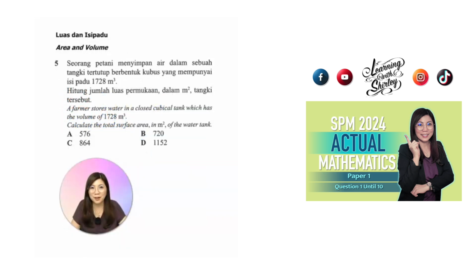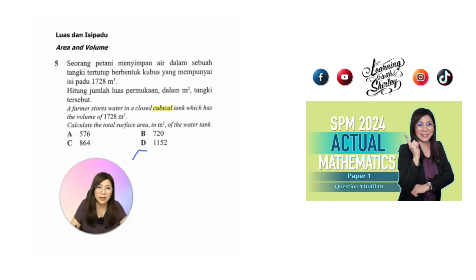Let's look at question number 5. So this is on area and volume. For area and volume, students need to memorize the formulas for area and volume of 2D and 3D solid geometry. Okay, let's look at this question. A farmer stores water in a closed cubical tank. So cubical tank, what shape is this? This is a cube.